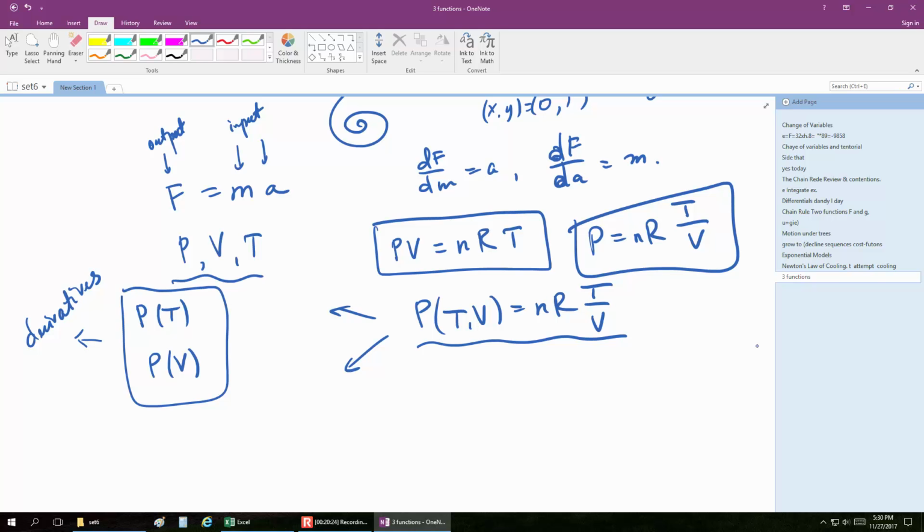So any other functions you can think of from physics? Is anybody taking economics maybe? Okay, well, but physics is certainly full of formulas.